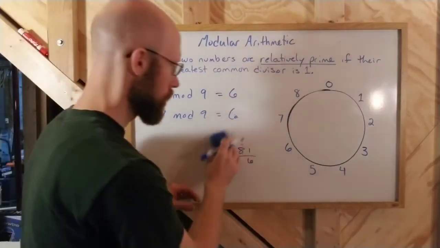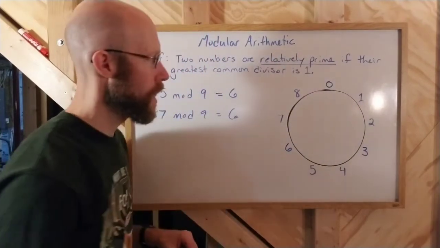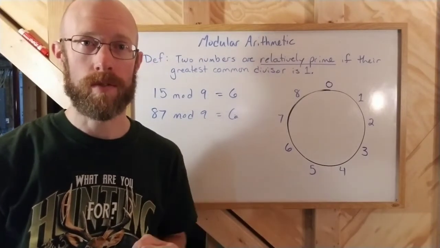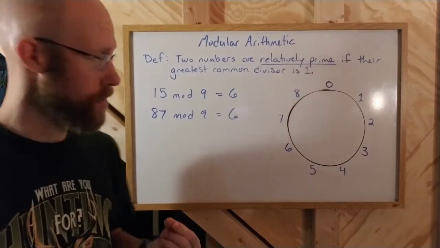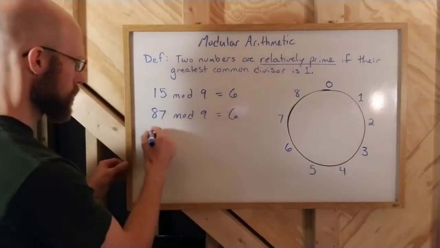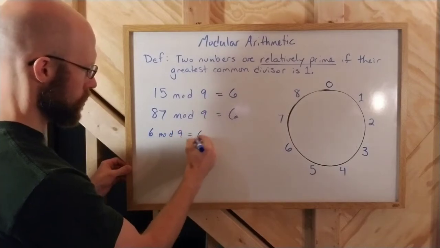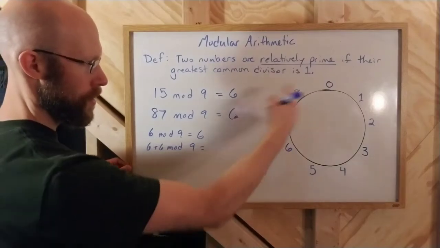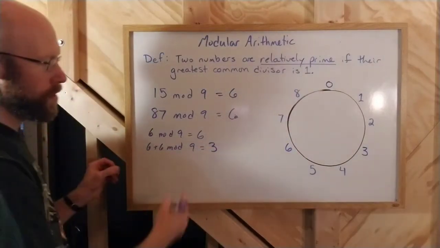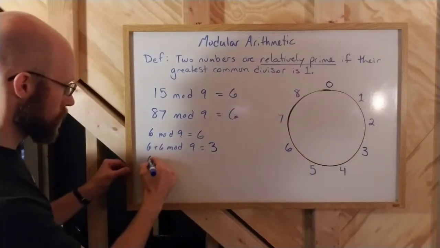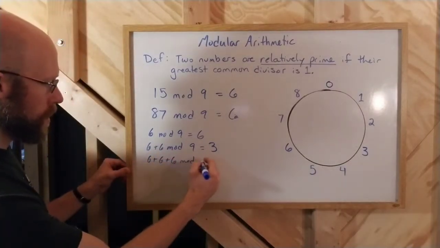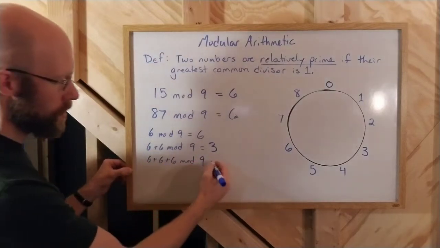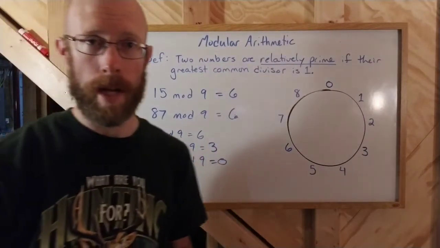We can also then look at patterns with the 9. If I were to repeatedly add a number that was not relatively prime to 9, I'm going to miss something. So for instance, the number 6, right? If I did 6 mod 9, well, that's 6. If I did 6 plus 6 mod 9, that's going to end up being 3, right? That's 12. Take 9 off, you get 3. If I did 6 plus 6 plus 6 mod 9, well, 6, 12, 18. That's equal to 0 because 18 is divisible by 9, okay?